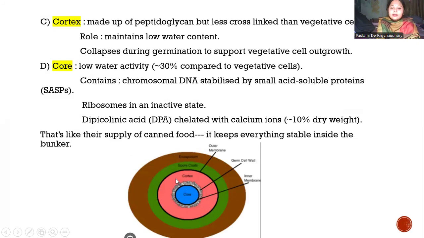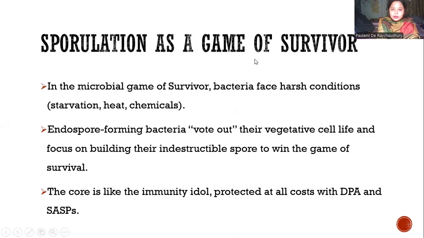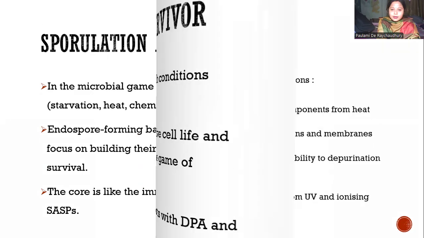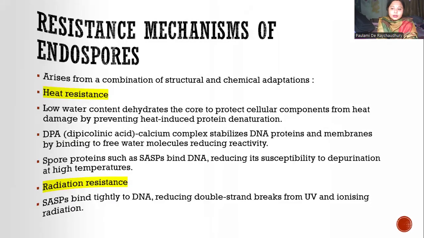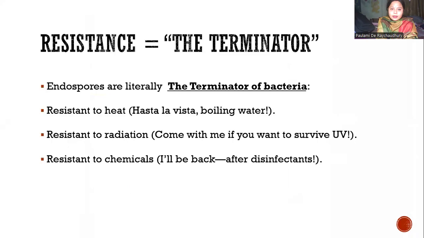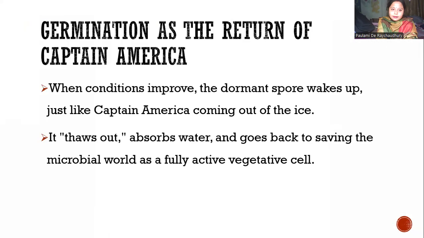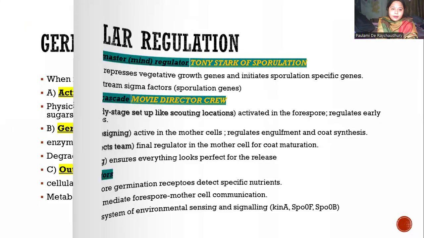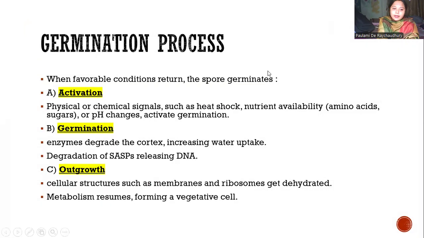And outgrowth: cellular structures such as membrane and ribosomes get hydrated. Metabolism resumes, forming a vegetative cell. So these are the initial steps of germination, forming the vegetative bacterial cell, which is metabolically active. So three steps are involved in germination: activation, germination proper, and then outgrowth.